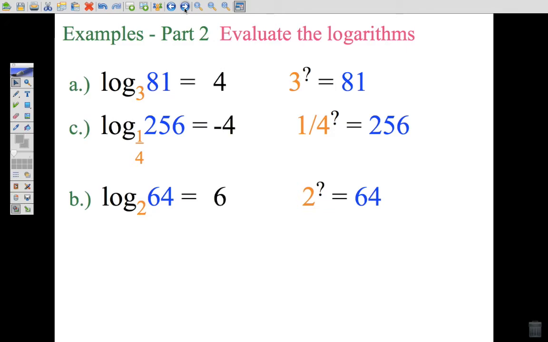Let's move on to the answers. 3 to the 4th is 81. 1/4 to the negative 4th is 256. And 2 to the 6th power is 64.